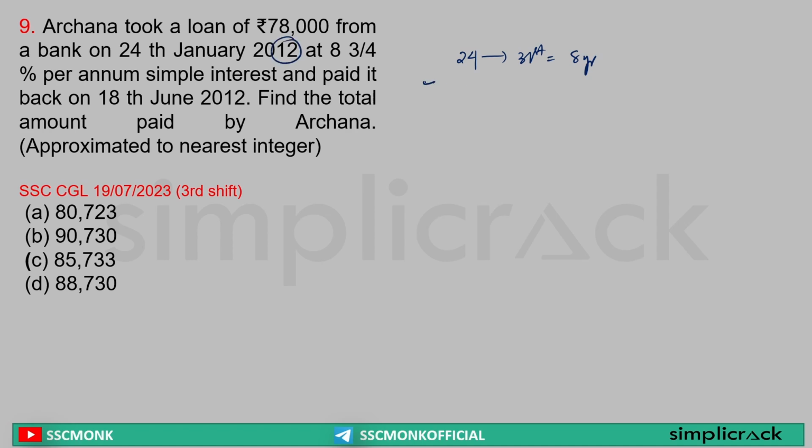That means it's a leap year. So leap year means how many days, sir? 29 days. This is 8 days. Okay. Then for March, how many days? Sir, this is 31 days. Sir, for April, how many days? Sir, 30. May, how many days, sir? 31. June, how many days, sir? 17, because he is paying on 18th.